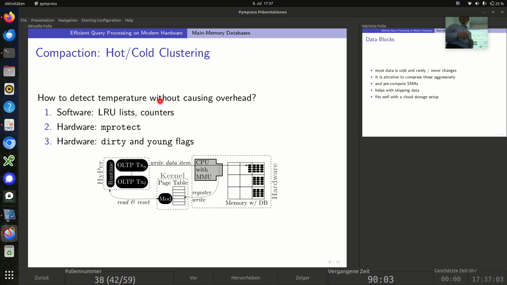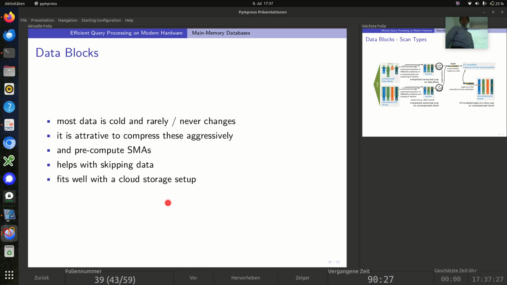And how to detect that? For example, with a software least recently used list, where we count the number of accesses, and there is also some hardware support, with dirty and young flags on our page table. Yeah. So the data blocks were introduced by my colleague Harald Lang, and the idea is that we want to classify data into cold and hot.